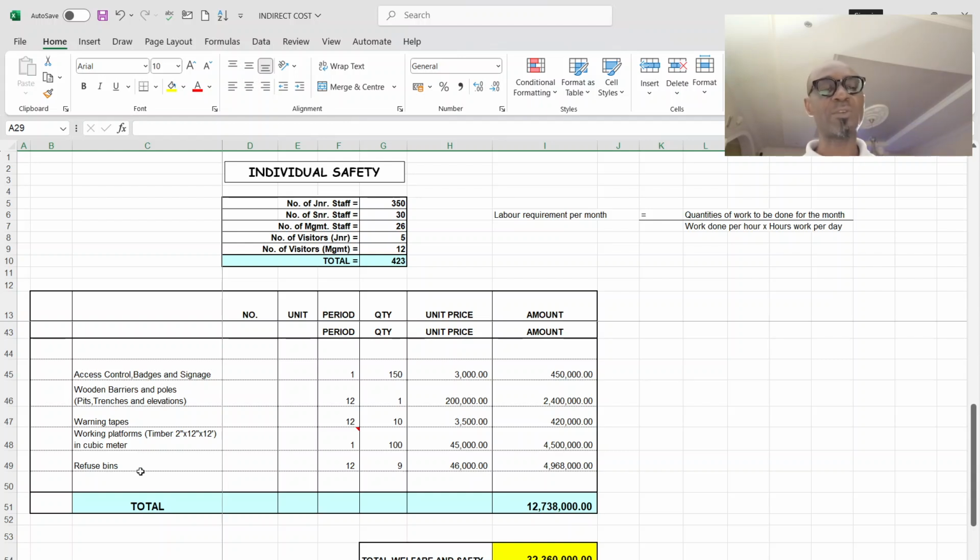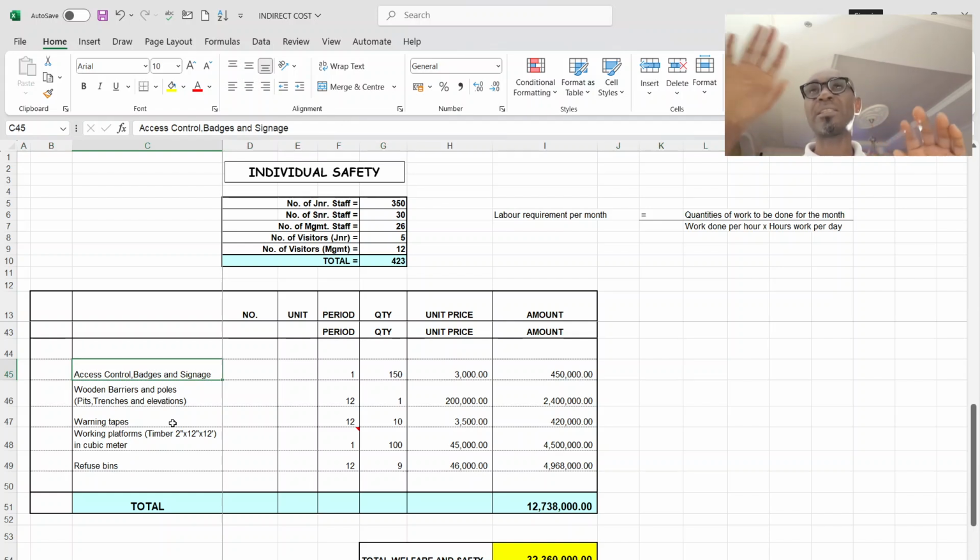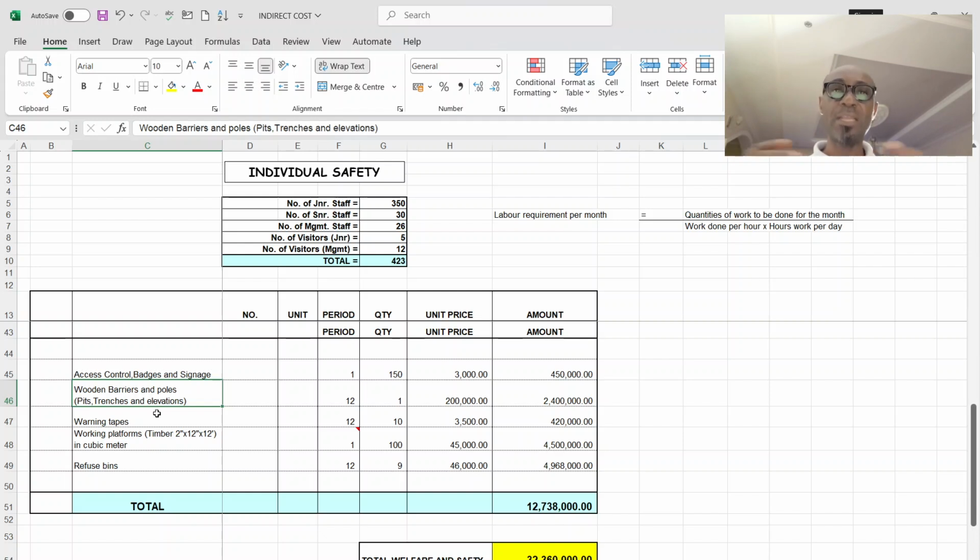Then collective safety, though this list is not exhaustive. The access control badge and signages, those are the signages that you place at different locations to help you navigate your way on site. Those are for collective safety. Then wooden barriers and poles, those you put along the edges of suspended slabs, along the stair hall, anywhere somebody is walking at height, so I need to have a guide behind him.